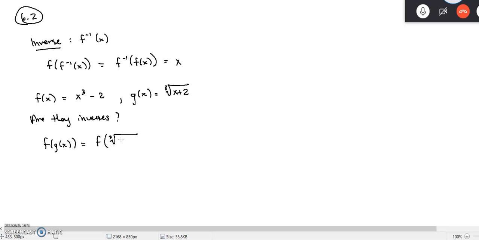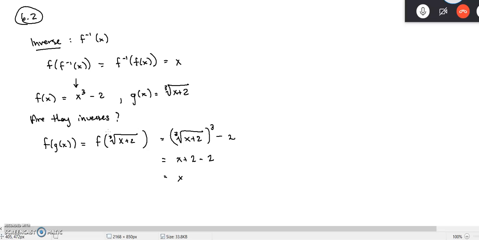So we do f of g of x, and that means that g is going to be on the inside, so we're going to take cube root of x plus 2, and we're going to put that into f. It's going to go right here in f. We're going to have cube root of x plus 2, cubed, minus 2. So we've got the cube and the cube root. They're happening at the same time, so the cube and the cube root cancel out, and we get x plus 2 minus 2. Plus 2 minus 2 cancel out, and we're left with just x. So we do f of g of x and we get x. That's the one part of inverses.